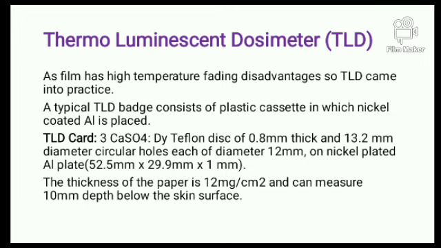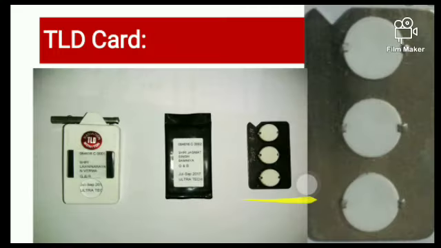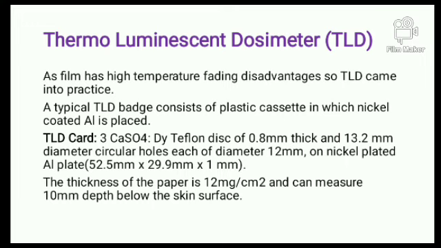And coming to the parts, the TLD badge is made up of a plastic, a highly impact-resistant plastic with nickel-coated discs, and it consists of two parts. One is the TLD card, and the other one is the TLD cassette. So this is the TLD card, and this is the TLD cassette. Coming to the TLD card, it is made up of CaSO4 in Teflon discs, and dysprosium is the activator which activates once it is used for processing.